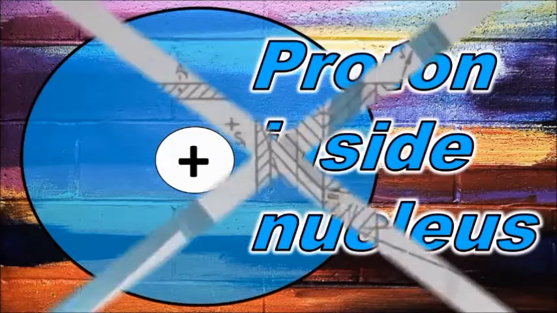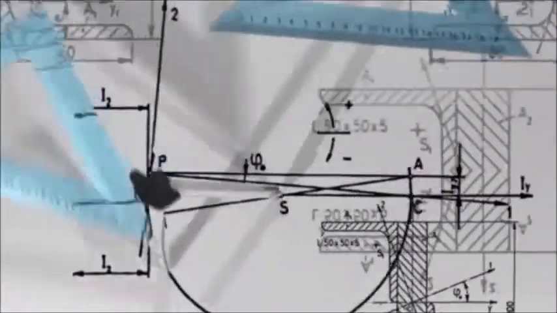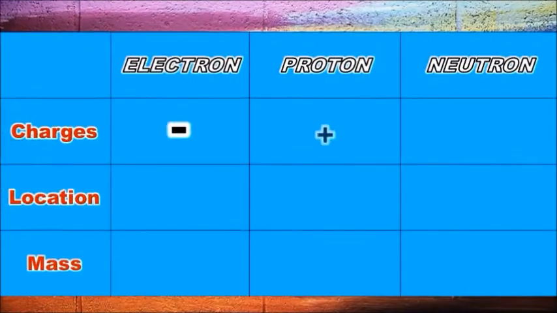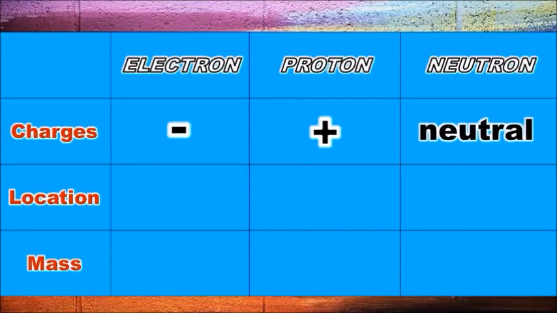However, there was still a mystery unsolved by Rutherford's study. Later on, some proof was provided by James Chadwick, who discovered the existence of electrically neutral particles called neutrons. Now that the mystery behind atoms is solved, we can fill in the location and mass for each.